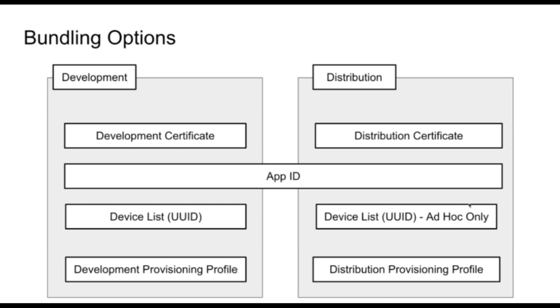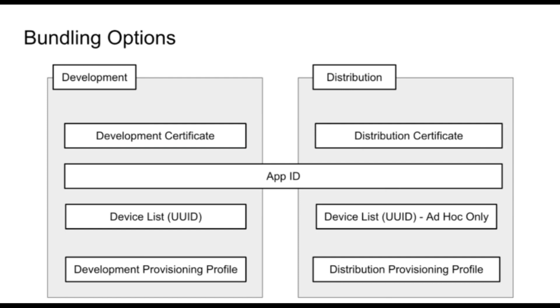So remember, if it's a distribution type of build, then you need the devices list only if it's an ad hoc build. Right? And then again for this also you need the distribution provisioning profile, which is the entity that binds all of these three together. If it's not an ad hoc build, it will have the distribution certificate and the Apple ID. So these are the main two tracks when you're creating a build.